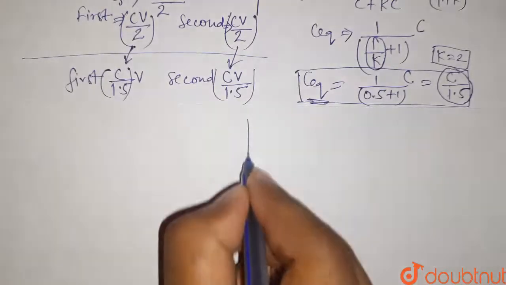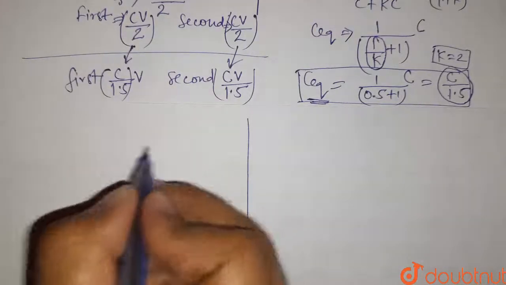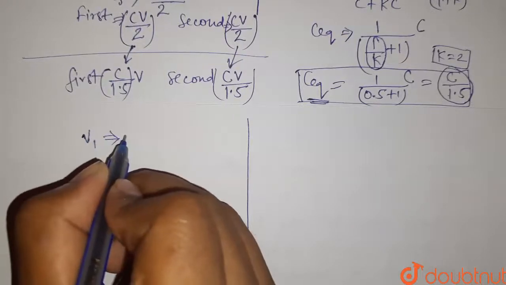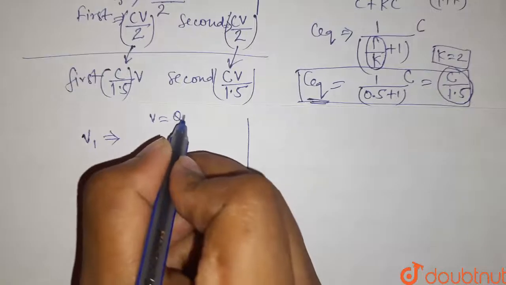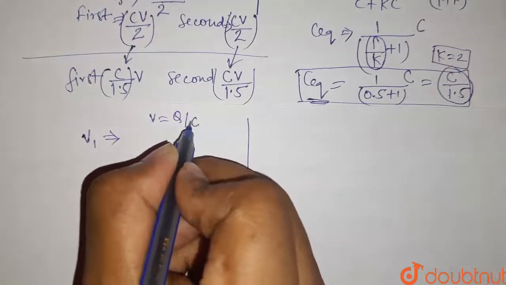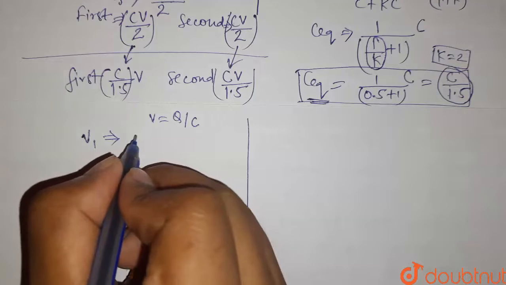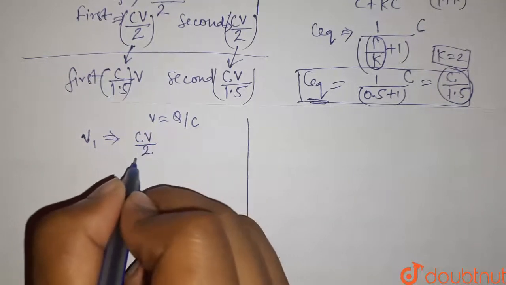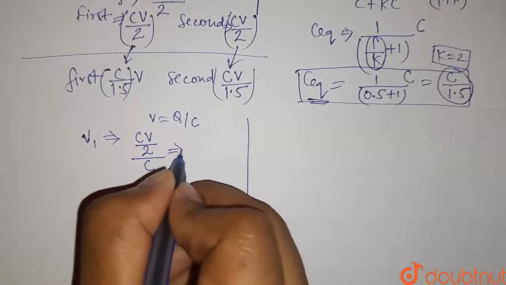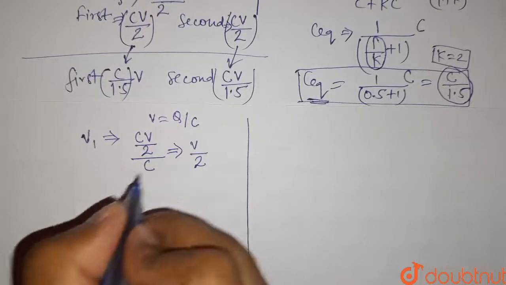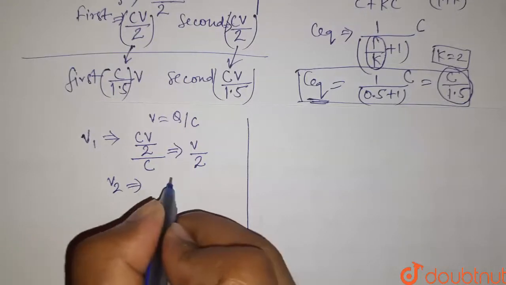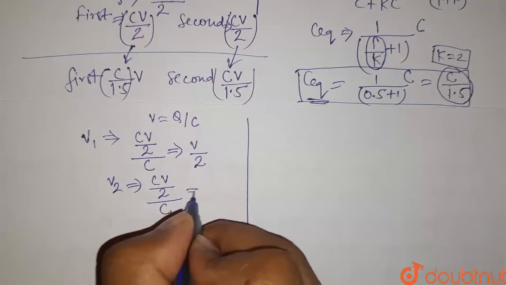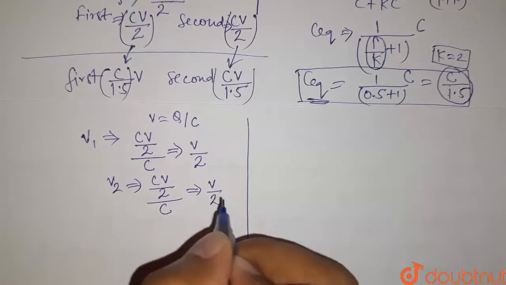Now we have to find the potential difference on both capacitors in the two cases. The potential difference across the first capacitor in the first case is given by the charge divided by its capacitance, that is Q divided by C. The charge on the first capacitor is CV divided by 2 and its capacitance is C, so the potential difference is V by 2. For the second capacitor, the charge is CV divided by 2 and the capacitance is also C, so the potential difference is also V by 2.